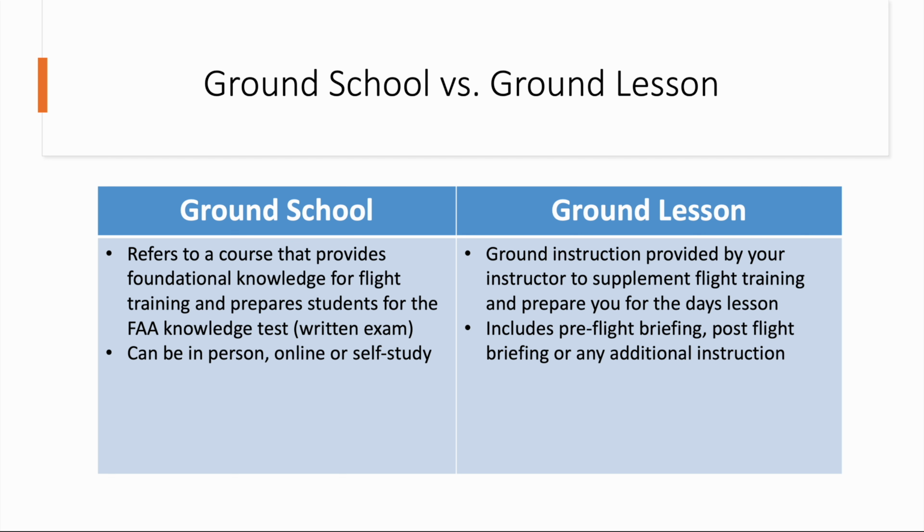So some distinguishers between a ground school and a ground lesson. This is considered a ground school. It provides the foundational knowledge to go take the written test with the FAA. A ground lesson is something that you would cover with your personal instructor before a flight. If you're going to go practice takeoffs and landings that day with your instructor, you will meet before the lesson. You'll talk about how to perform a takeoff, how to perform a landing, and then you'll go do your flight lesson.